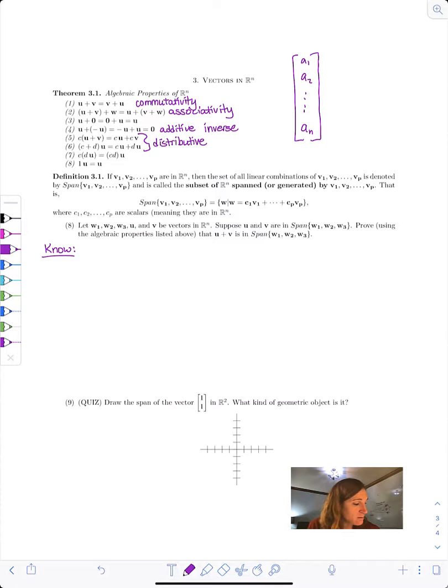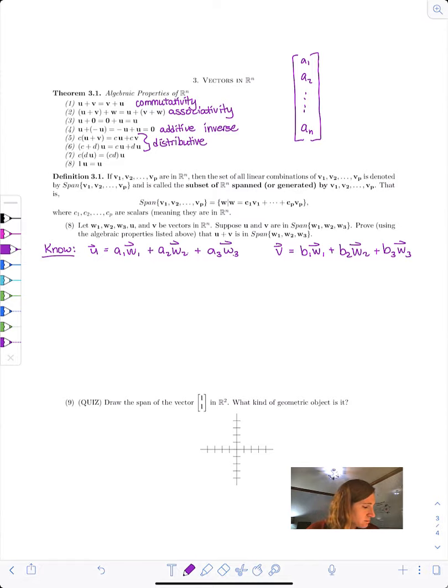And remember, we go back and look at our definition, and oftentimes a lot of what a proof is, is writing out your definitions. So we know that U is something times W1 plus something times W2 plus something times W3. And similarly, V is a different something times W1 plus another something times W2 plus another something times W3. It's important to use different variables. You don't want to ever reuse variables because that would assume it's the same variable. And since U and V are different vectors, we want different coefficients of our W's.